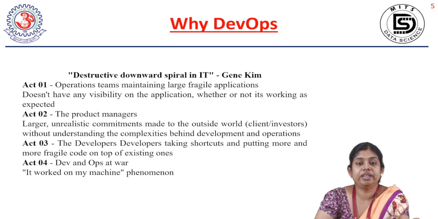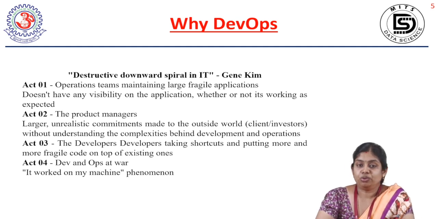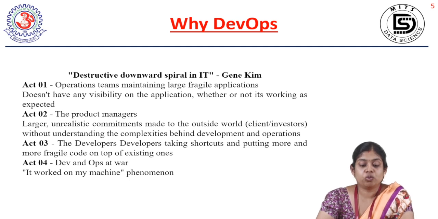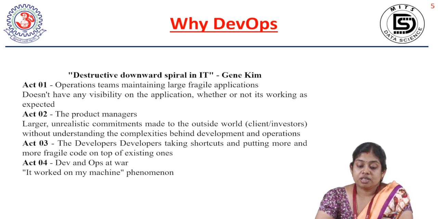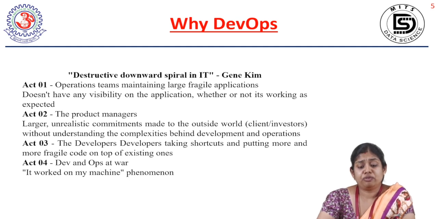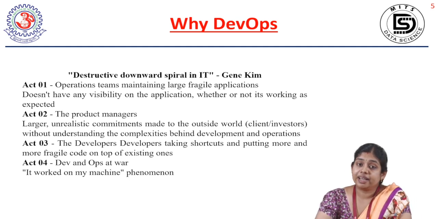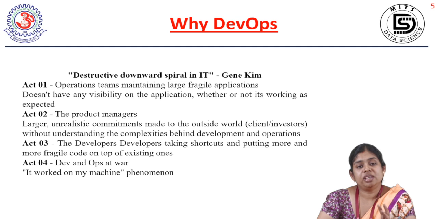For that only, they have come to this DevOps culture, and now you can have some four acts which will tell you what are the demerits which people would possibly have faced in a normal traditional software workflow. The first one is the operations team, which is maintaining very fragile operations applications which are not working as accepted, because the operational team is not in direct contact with the development team. So these two will always be at war.